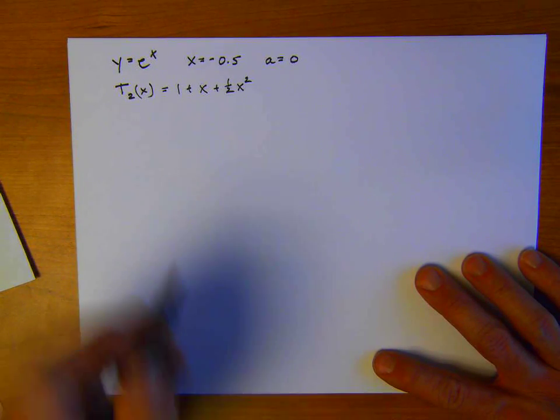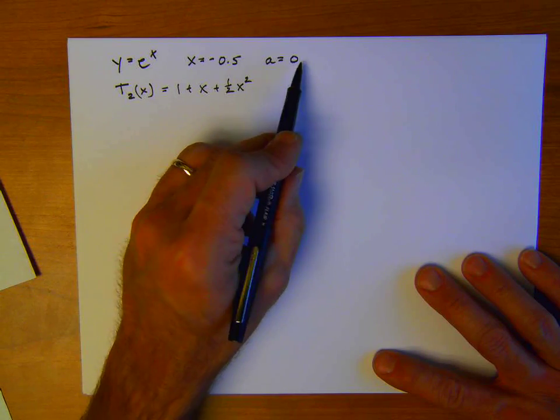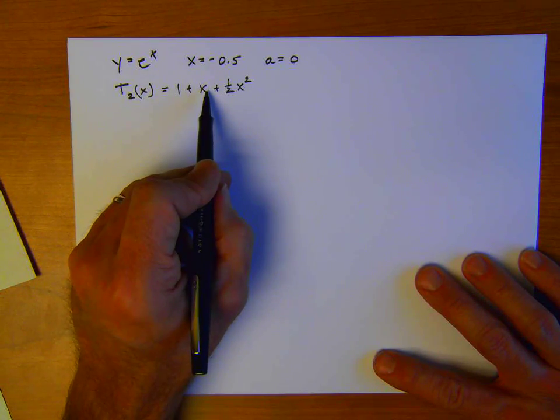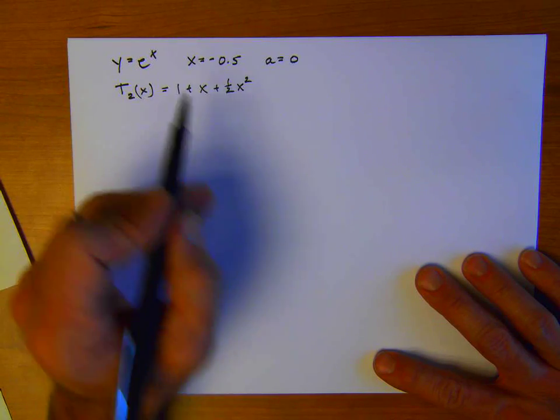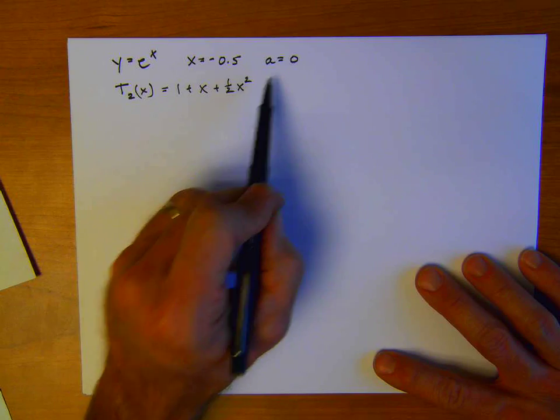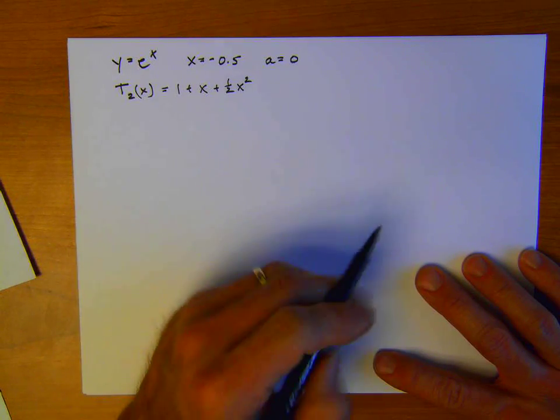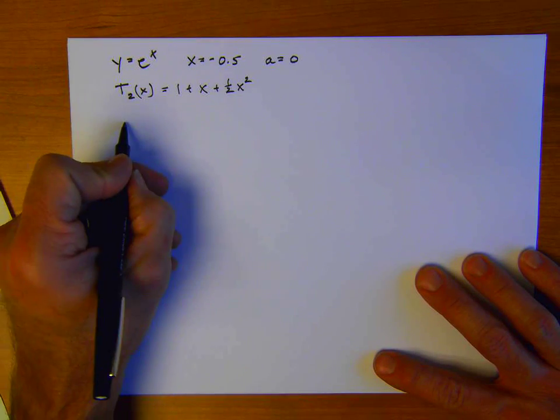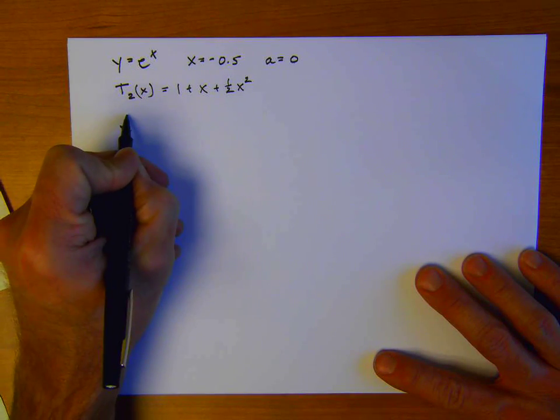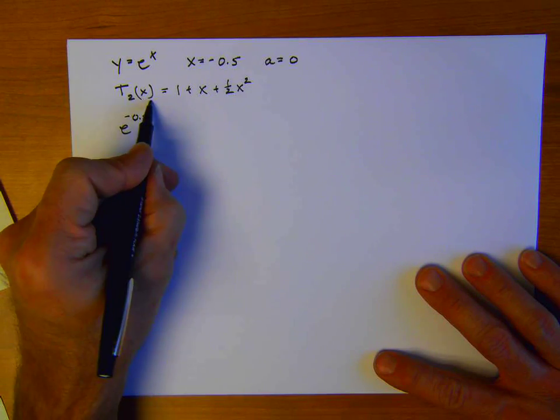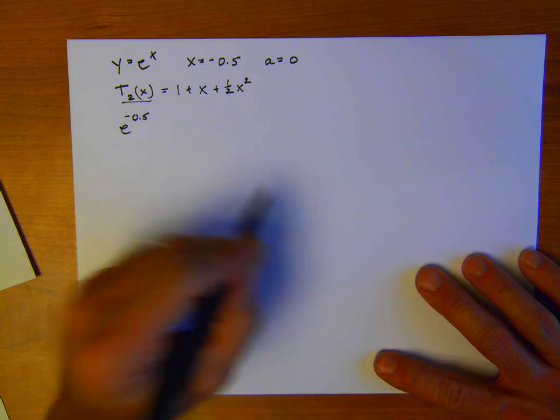And remember, we were centered at 0. If we were centered at 1, this wouldn't be the same. This would be an (x minus 1), and this would be an (x minus 1) squared, and so on. But this is the second degree polynomial for e to the x centered at a equals 0. And what we'd like to do is estimate e to the negative 0.5 using the second degree Taylor polynomial, and then figure out what the error is.